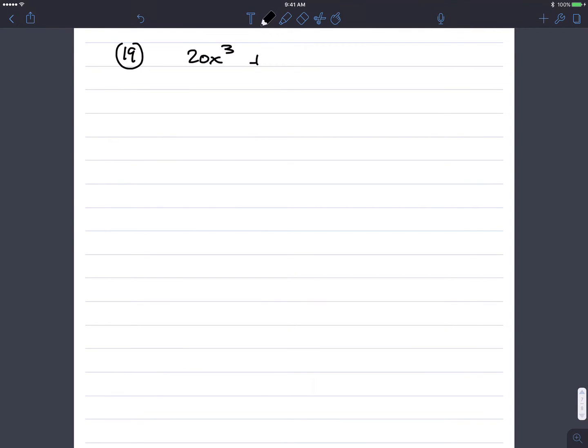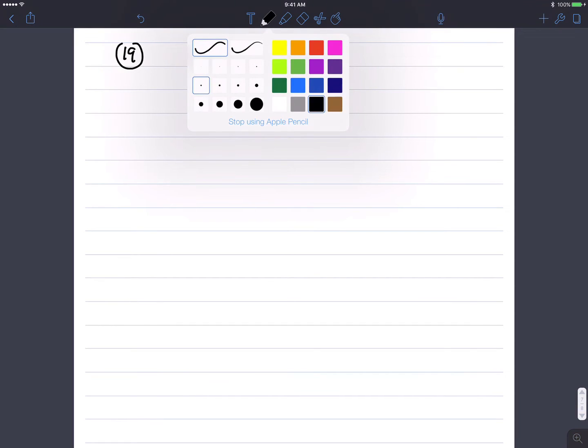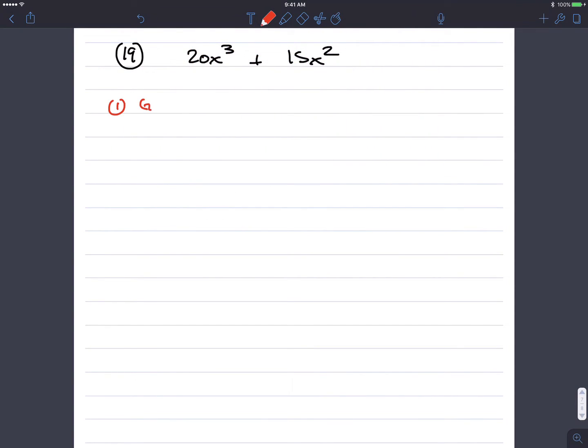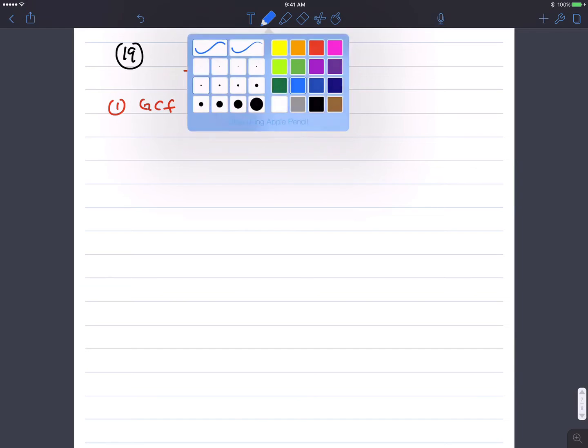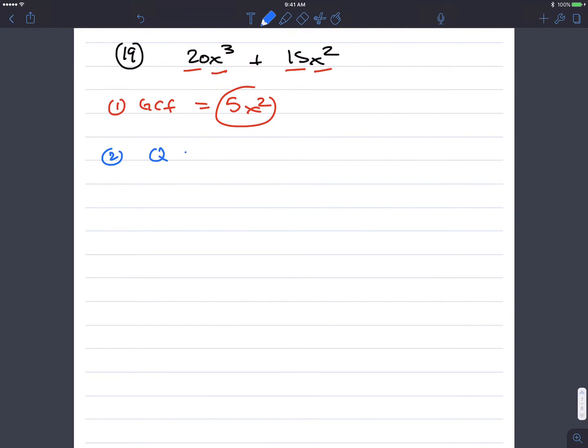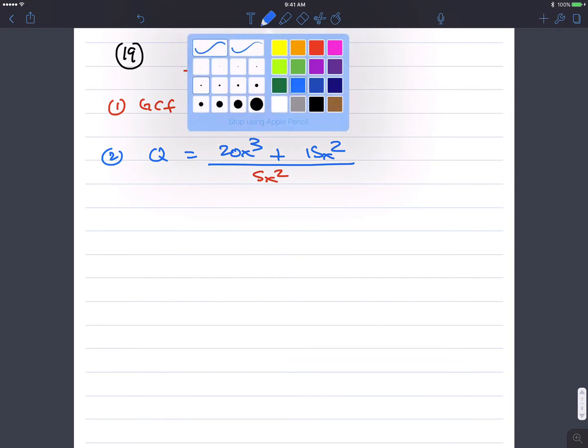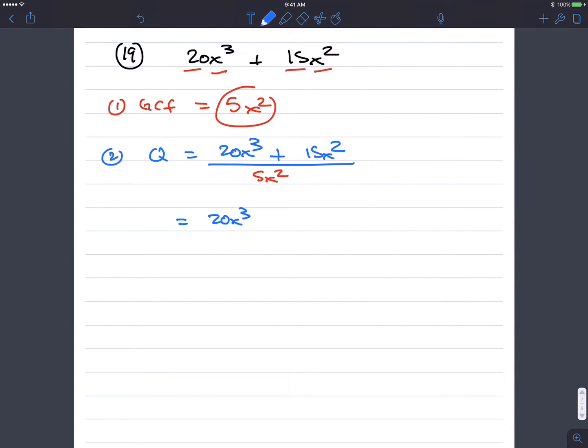20x cubed plus 15x squared. Okay, what's the first step then? Get your greatest common factor of 20 and 15. What's your GCF? 5. Good. X cubed and x squared. There you go. Let's get the quotient now. My quotient's going to be 20x cubed plus 15x squared. I'm going to divide by this 5x squared. So 20x cubed over 5x squared, 15x squared over 5x squared.